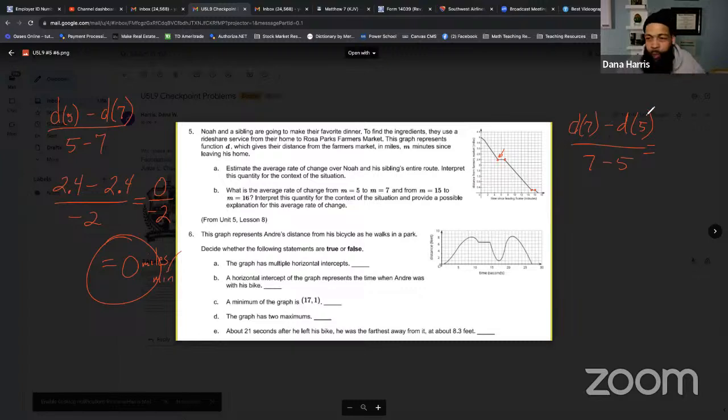If we do it the same way, d of 7 is 2.4, and then d of 5 is 2.4. 7 minus 5 is 2. All right, so this is still 0 over 2 as well. So that means 0 miles per minute.